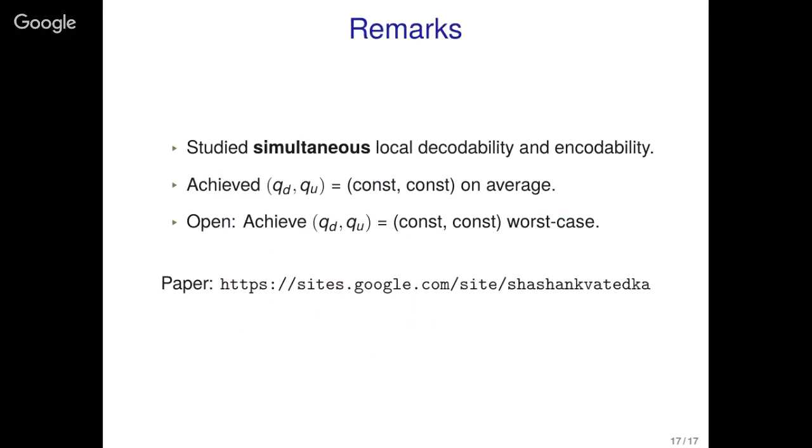A similar analysis can be done for local updatability. So to conclude, we gave a compression scheme. We studied the problem of simultaneous local decodability and update efficiency, and we designed a scheme that achieves constant local decodability and update efficiency on average. However, an interesting open problem is to design a scheme that achieves worst case constant local decodability and update efficiency.